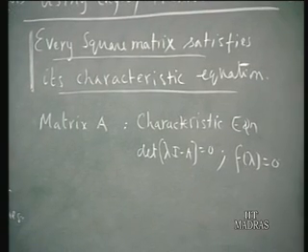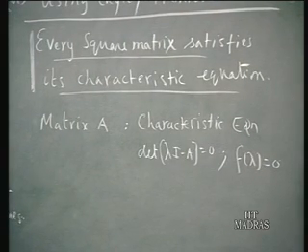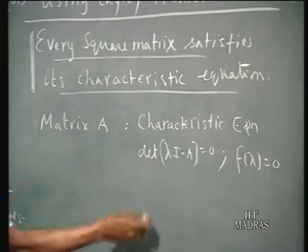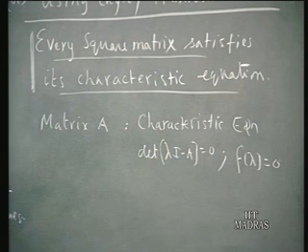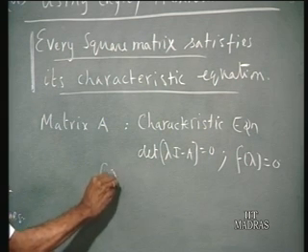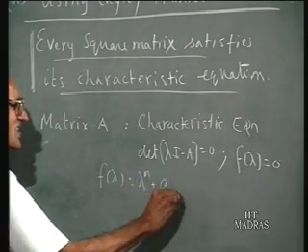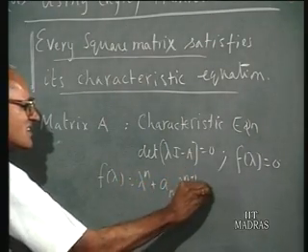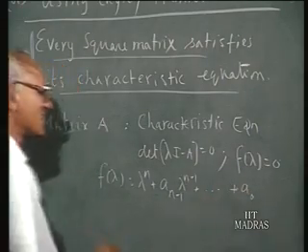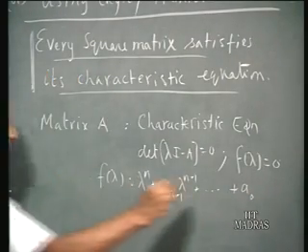So the characteristic equation of this matrix A is f of lambda equal to 0, where f of lambda is obtained by taking the determinant of lambda I minus A, where I is a unit matrix of order n. And if this matrix is of order n, this polynomial f of lambda is of degree n. So you have f of lambda of the form lambda to the n plus, say, a n minus 1 lambda to the n minus 1, and so on up to a naught. This is equal to 0. This is the characteristic equation.